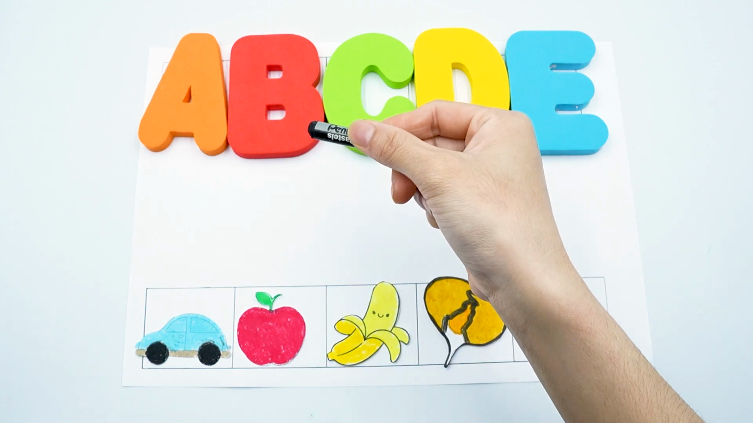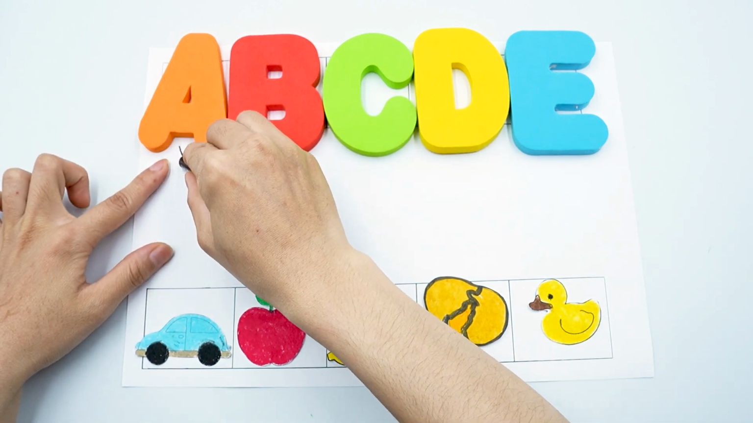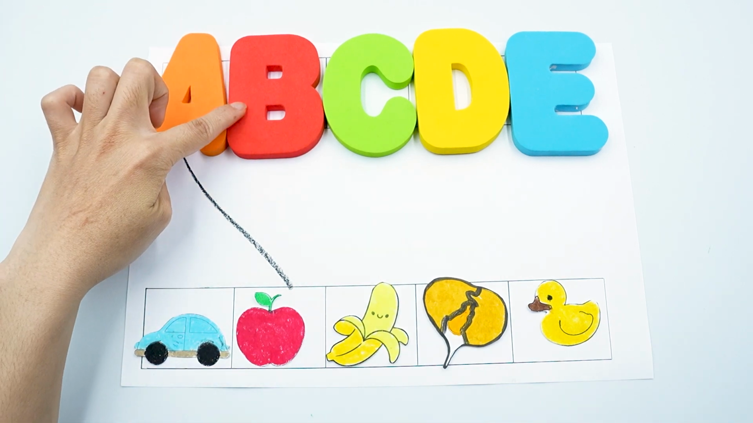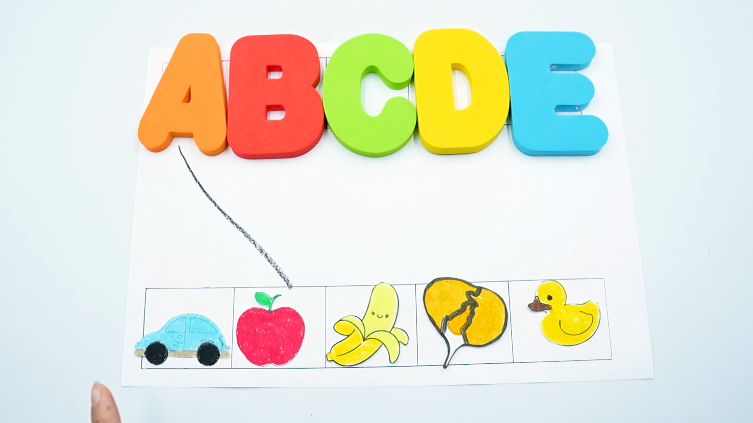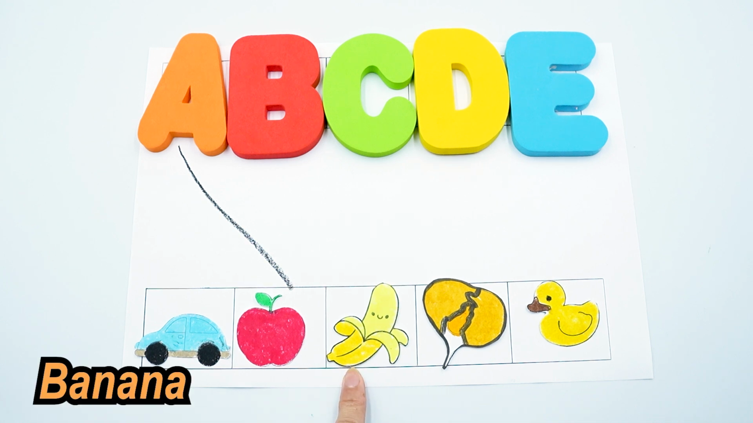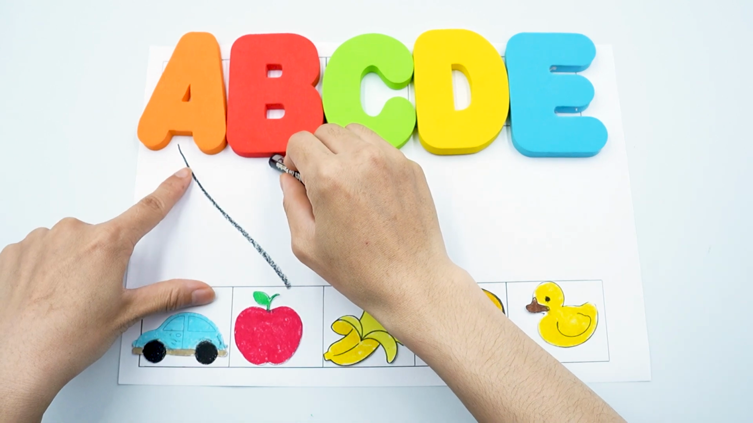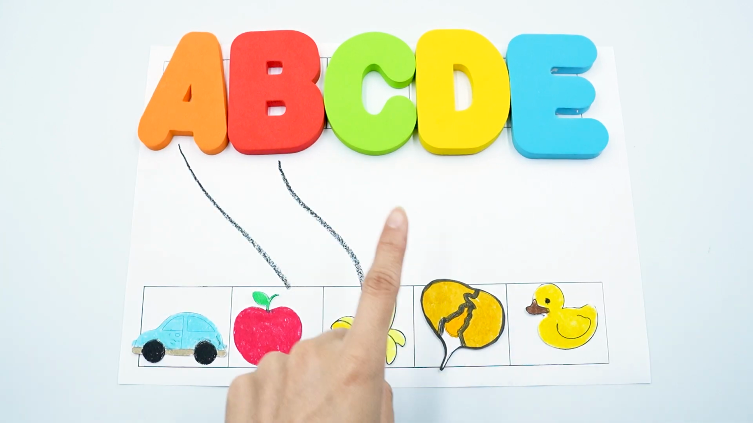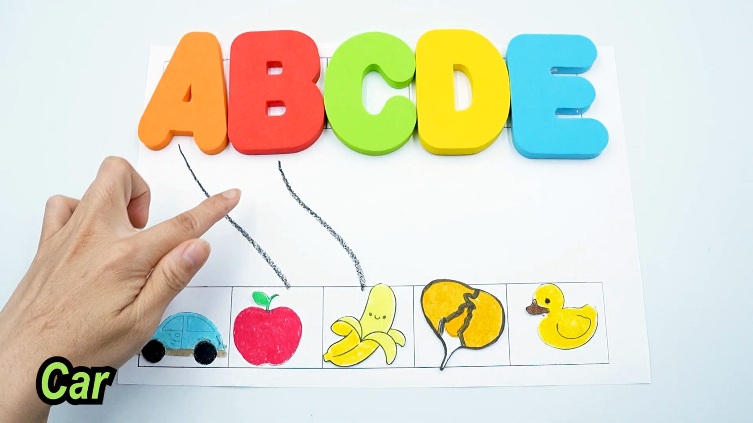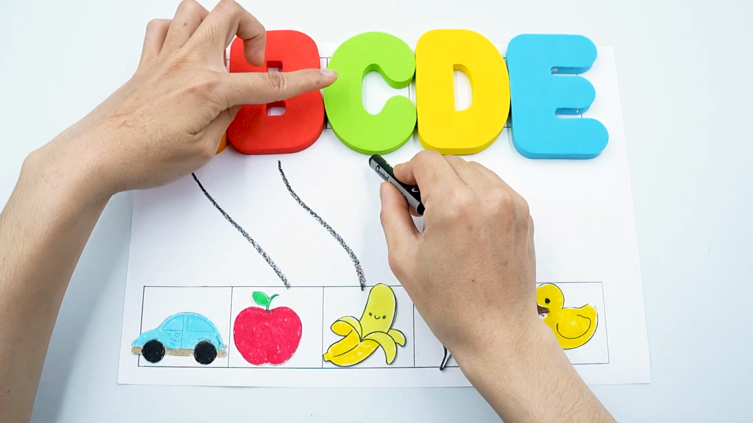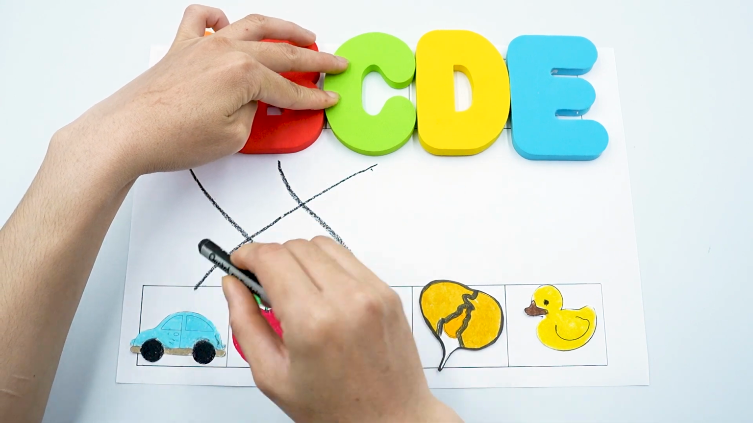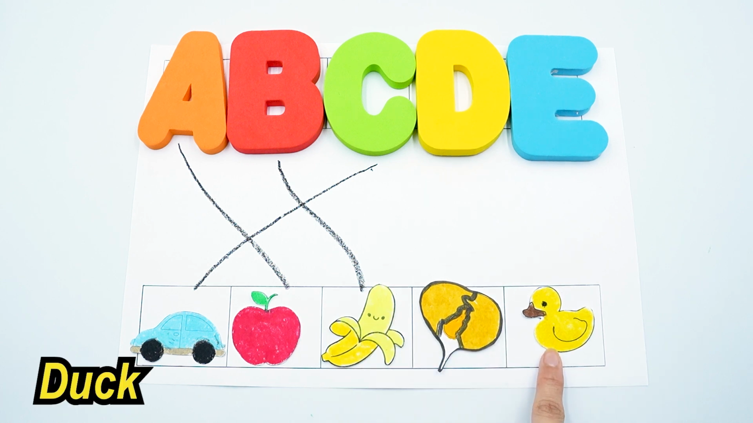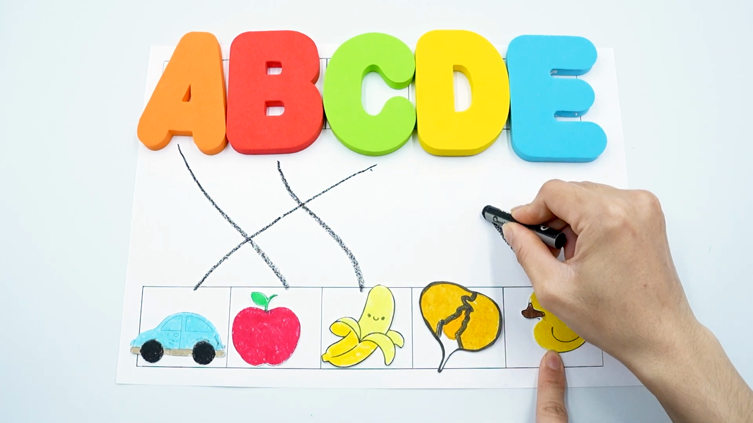Apple. Connect letter A to the apple. B. Banana. Connect letter B with banana. C. Car. Connect letter C to car. D. Duck. Connect letter D with duck.